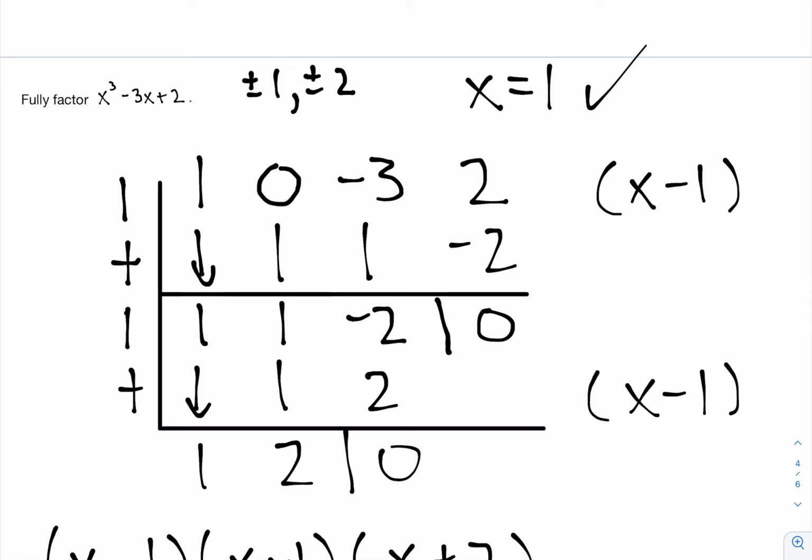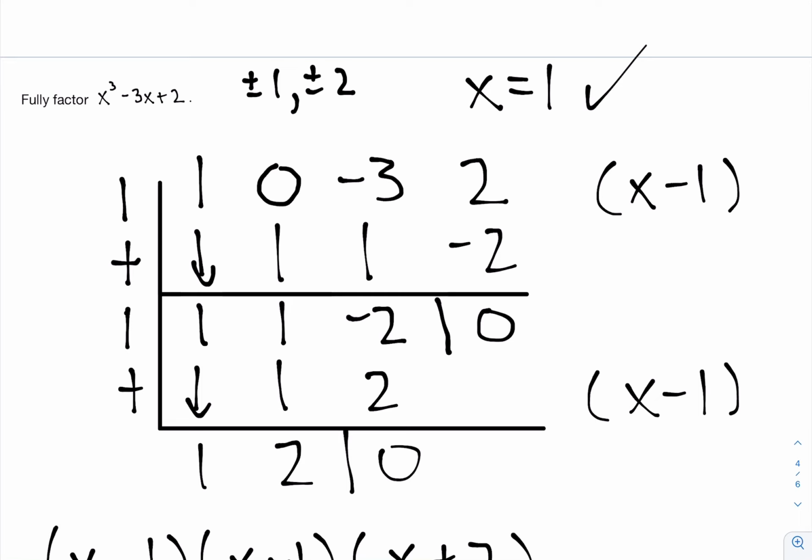So remember, you always look at this last number here, the constant. In this case, it was 2. We think of every possible combination that can multiply to positive 2. So positive 1, negative 1, positive 2, negative 2. We try plugging all those numbers into the expression. If any of them equals 0, that means that's a zero, and it's a factor of the expression.